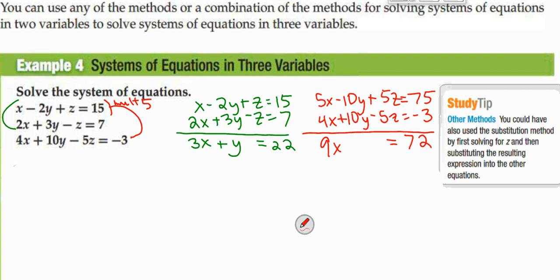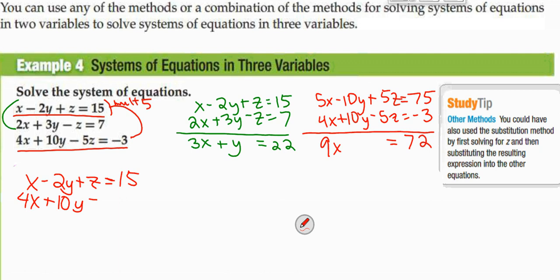So I'm now taking the first equation and the third equation, and I'll write them here. X minus 2y plus z equals 15, and 4x plus 10y minus 5z equals -3. When I look at this, like I said a minute ago, I committed to making z drop out, correct? Because I dropped z out here. Yes, once I make one variable drop out, that's the variable I want to drop out all the time, because that'll give me 2 equations.